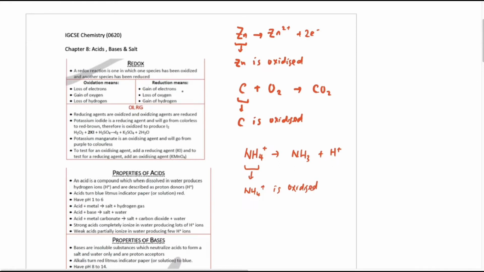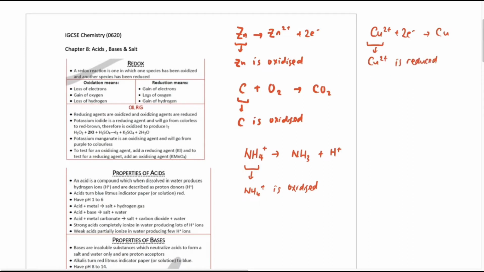Okay, so reduction is gain of electrons. For example, Cu2+ gets electrons and becomes Cu. So we always use the reactant and we say Cu2+ is reduced.